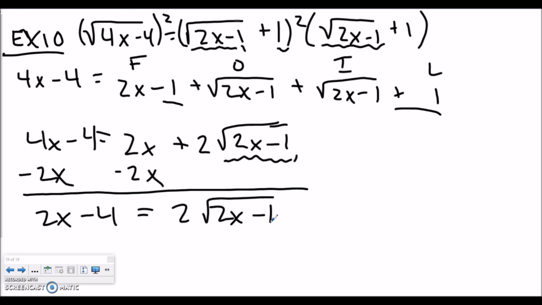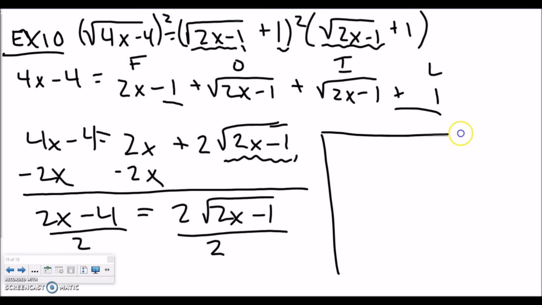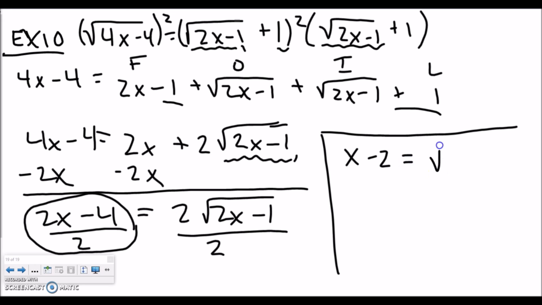Looking back at examples 3 and 4, can we see what we can do? Absolutely. Let's divide both sides by 2. How does that help me? Let's look at this 2x minus 4 over 2 right here on the left side and ask myself, can I reduce? Absolutely I can, because I can take a 2 into everything and just make that x minus 2 equals the square root of 2x minus 1.